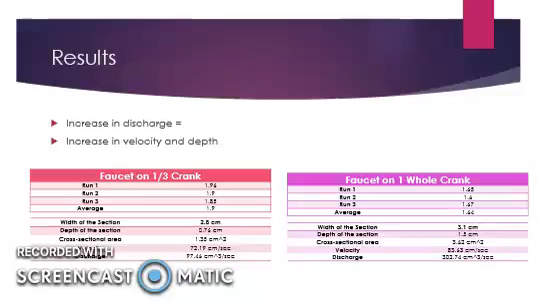Alright, and then the results here. So the average velocity for a third of a turn for the faucet was 72.19 centimeters a second, and the depth was 0.76 centimeters. The average velocity for a whole turn was 83.63 centimeters a second, and the depth was 1.5 centimeters. And I figured it out by plugging in numbers. I was just reading off my lab report here.